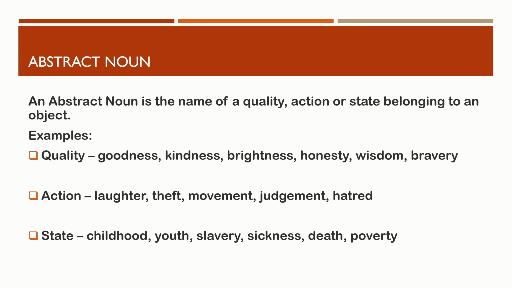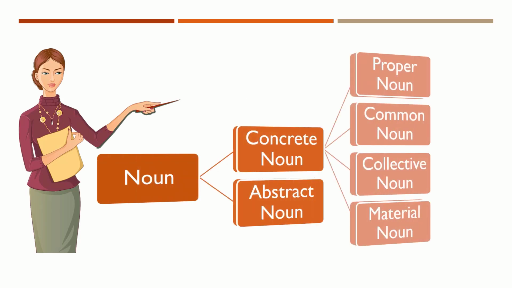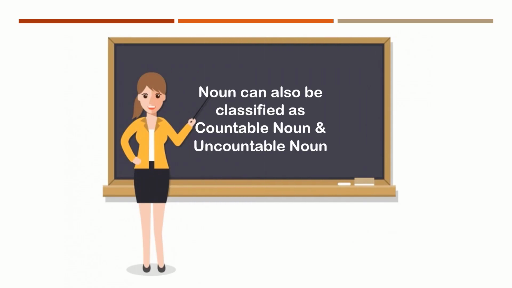So here's the entire diagram of noun classification. From here, we can see that noun can be classified into two sectors, concrete noun and abstract noun. And concrete noun is divided into four classes: proper noun, common noun, collective noun, and material noun. But nouns can also be classified as countable noun and uncountable noun based on their numbering criteria, or whether we can count that noun or cannot count that noun.